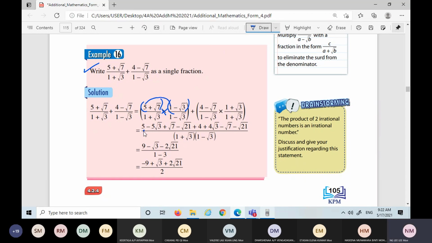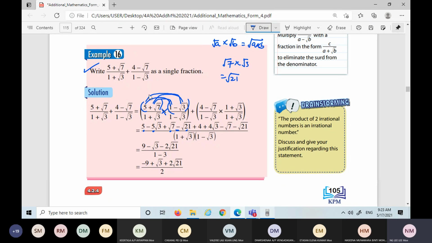The first one is 5 times 1. You get 5 here. And then 5 times negative square root 3, you get negative 5 square root 3. And then positive square root of 7 times 1, you get positive square root of 7. Last term, positive square root of 7 times negative square root of 3. Positive times negative, you get negative. And then square root of 7 times square root of 3. This is the same as square root of A times square root of B, where your answer will be square root of A times B. So square root of 7 times 3 is 21. So here this is square root of 21.